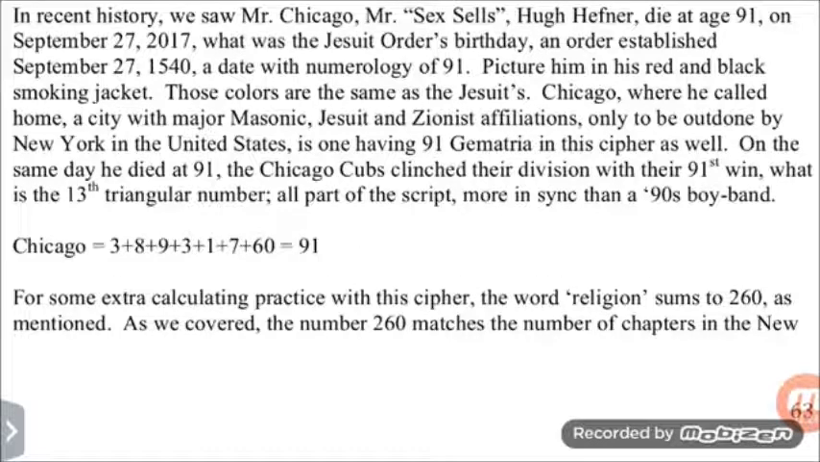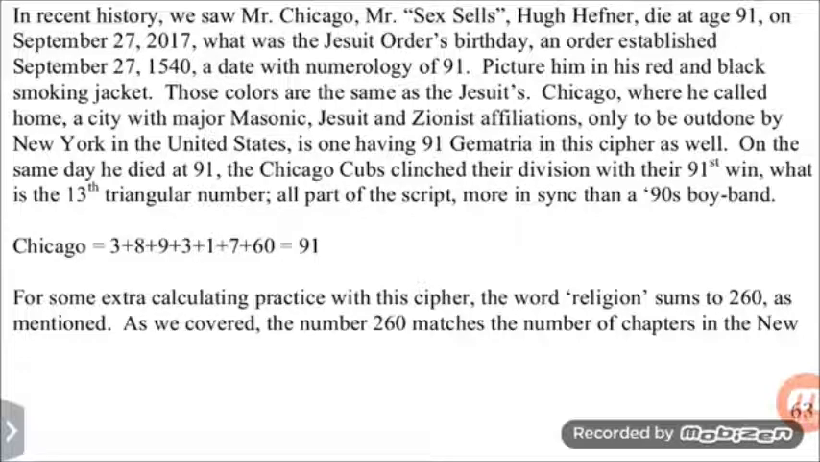In recent history, we just saw Mr. Chicago, Mr. Sex Sells, Hugh Hefner, die at 91. On September 27, 2017, what was the Jesuit order's birthday, an order established on September 27, 1540, a date with numerology of 91. Picture him in his red and black smoking jacket. Those colors are the same as the Jesuits.